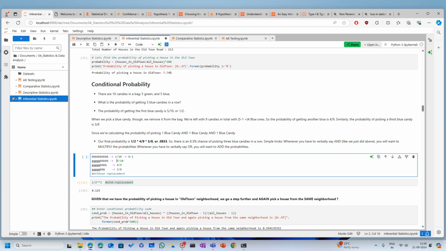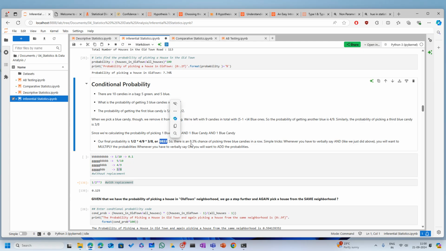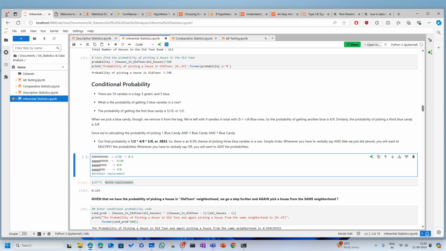So if you're losing one candy each time, you will have to subtract one value each time. And now if you want to calculate the probability that you will get blue all the time, you have to multiply all these three values. Whatever you get, 0.0833, that is an 8.3% chance that you will get blue all the time.